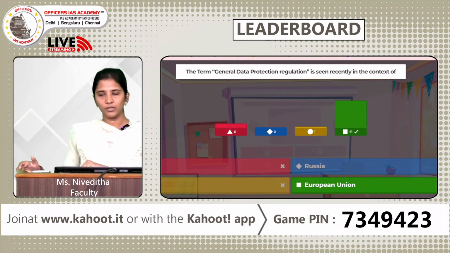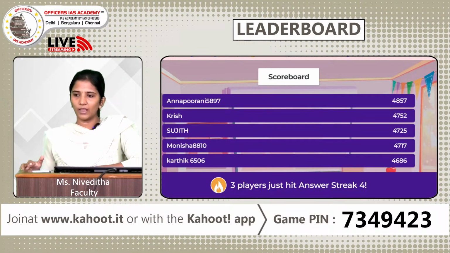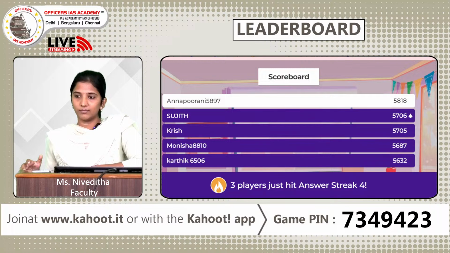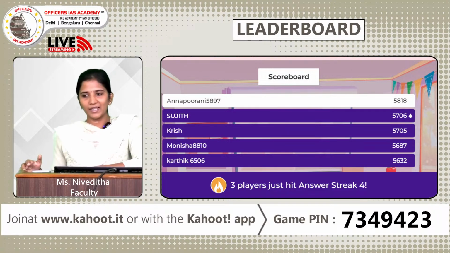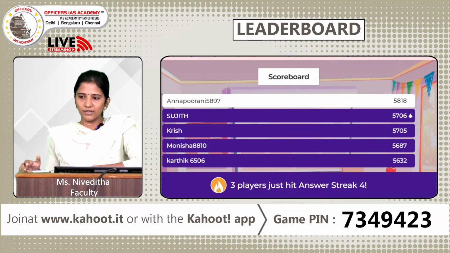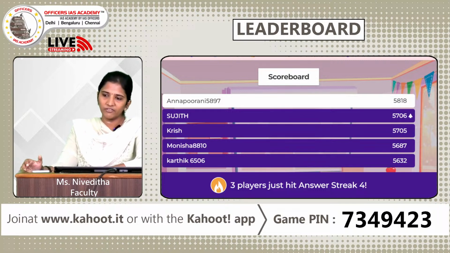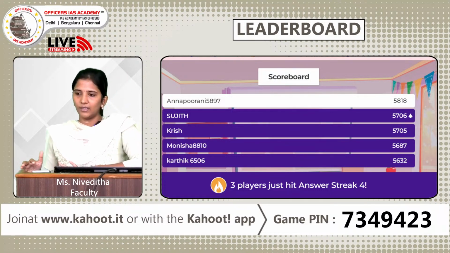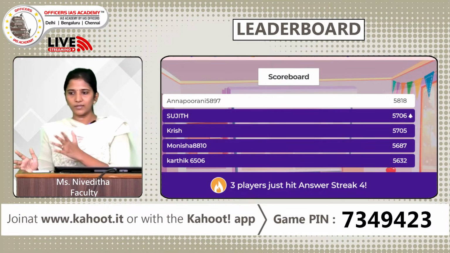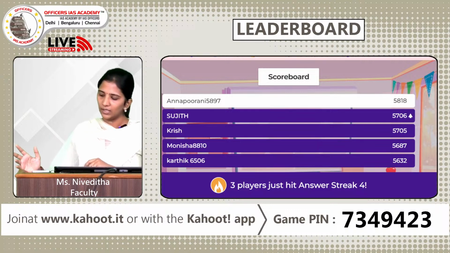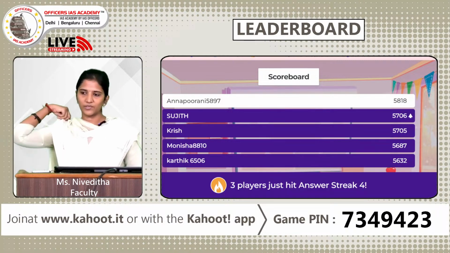Let's see the leaderboard. Annapurani is staying on top, second place is Sujit, third is Krish, fourth is Monisha and fifth is Karthik. Fine, good. Karthik is also consistently on the leaderboard, good. Let's go into the next question.